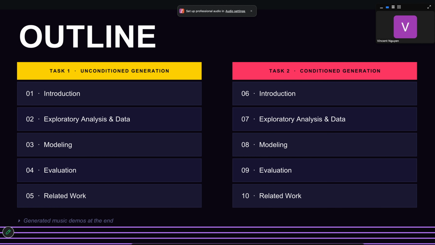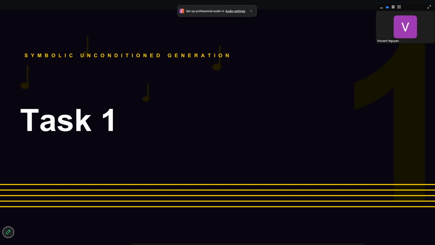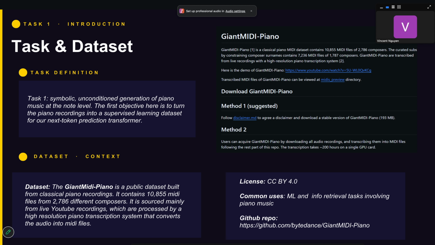So this is an outline of our presentation structure. For task 1, our objective here is to turn the piano recordings into a supervised learning dataset for our next token prediction transformer.